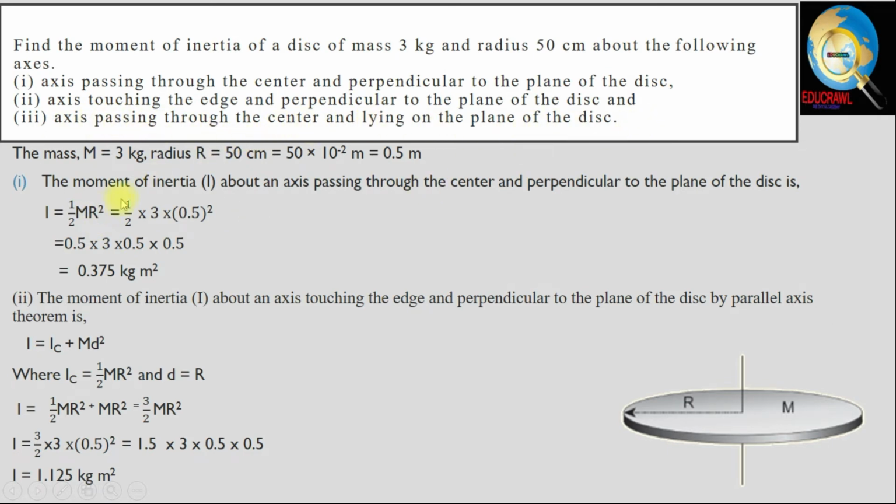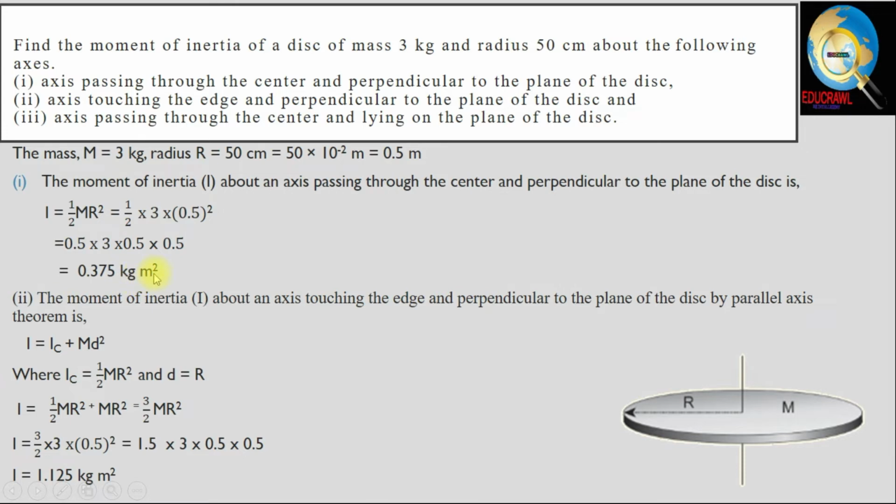So first, we will find the moment of inertia about the axis passing through the center and perpendicular to the plane of the disk. This is given by I is equal to half m r squared. Substituting the m value and r value from the given data, we have 0.5 into 3 into 0.5 into 0.5, which is equal to 0.375 kilogram meter squared.